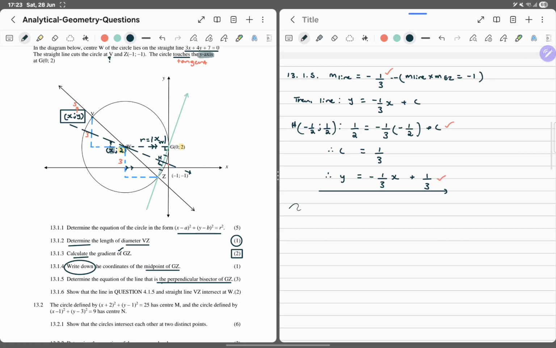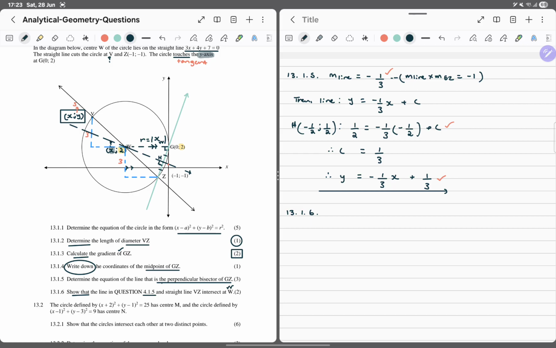All right, so we have 13.1.6. Now this says we need to show that the line in question 4, can you see this was rather from a question 4, and now they decided to write it 13. How strange, okay? And the straight line VZ intersect at W. Now there's many ways to say this. I mean, it's just 2 marks.